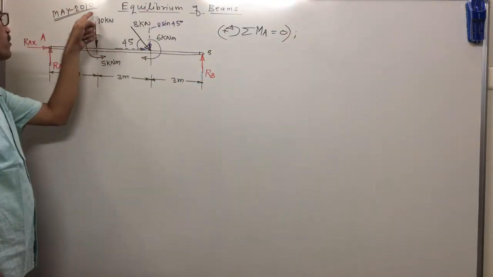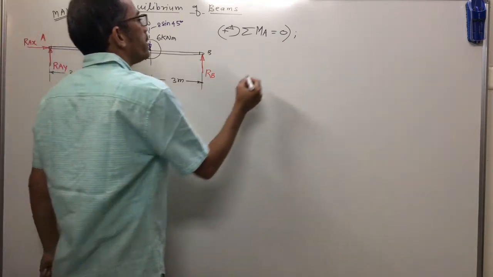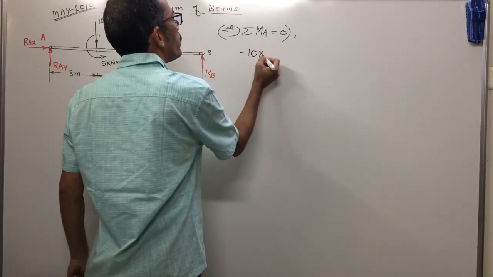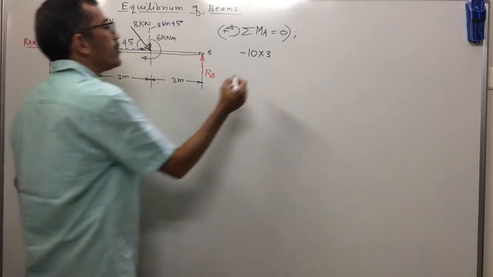Now, simply we will write all these terms. Minus 10 into 3. Minus 10 into 3. Couple anti-clockwise plus 5.